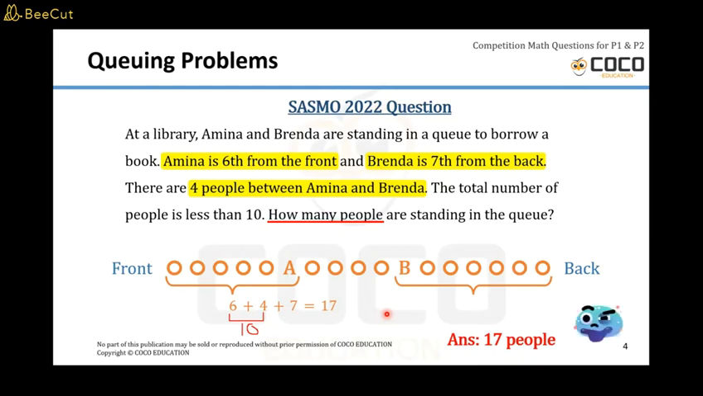I wonder, does anyone figure out there is something wrong with the answer? Yes? The question was saying that the total number of people in the queue was less than 10. But here's already 17 people. What's going on? It means something is wrong with how we solved the question. Okay, let's try again.